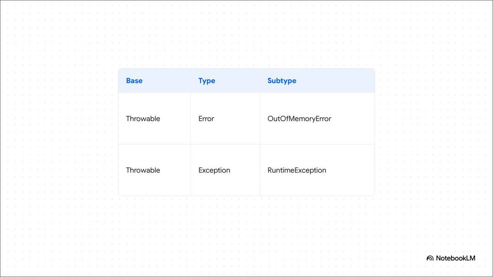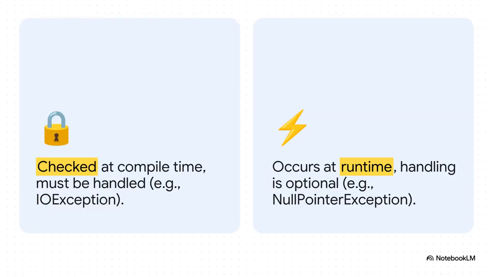But on the other side, we have exceptions. These are the handleable problems. This includes your everyday runtime exceptions that pop up while your program is actually running. Now, the crucial point here is understanding the divide within the exception family itself. Basically, we have checked exceptions and unchecked exceptions.